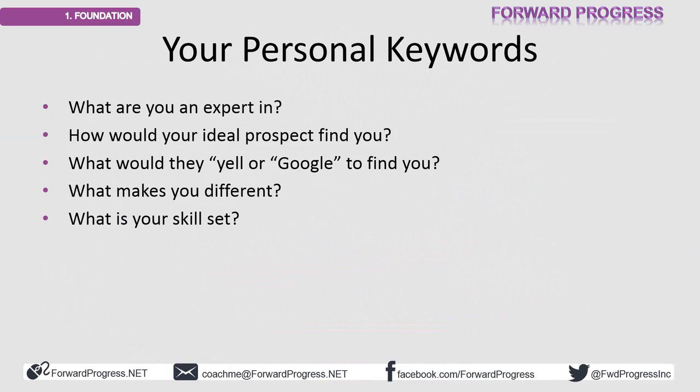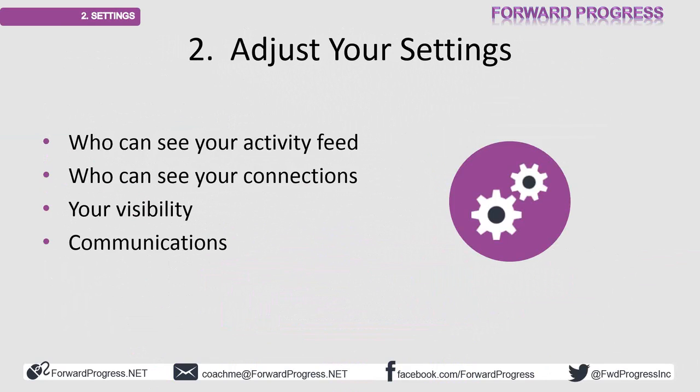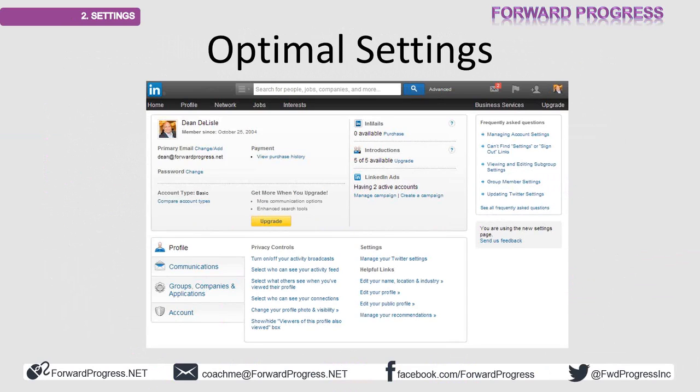Now, when we go in here, and we'll get beyond this, the second one is to adjust your settings, okay? So there are 4 key settings, right? Who can see your activity feed, who can see your connections, your visibility, and communications. So let's go into this just a little bit. I'm not going to get too deep. We have full courses on this, okay? So you're welcome, Jim, on that.